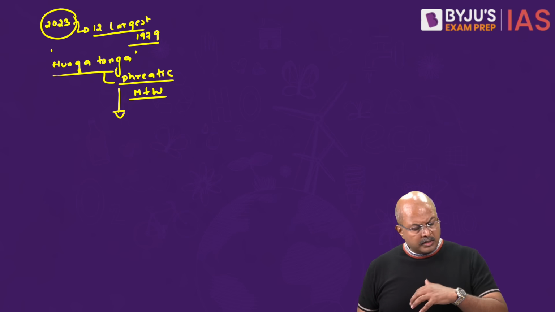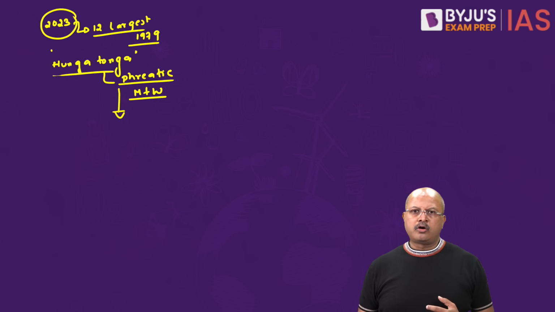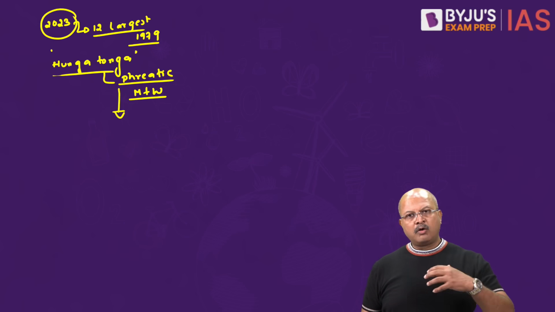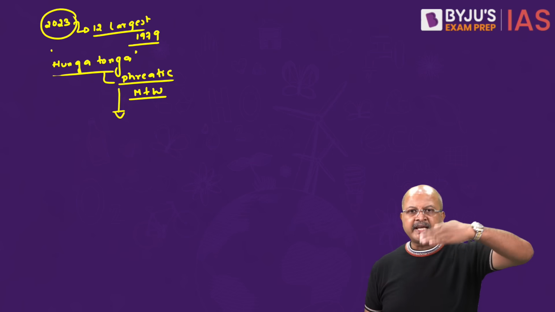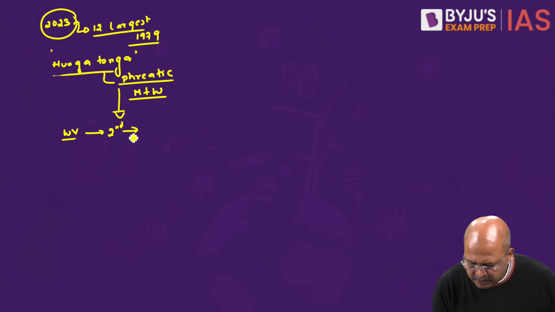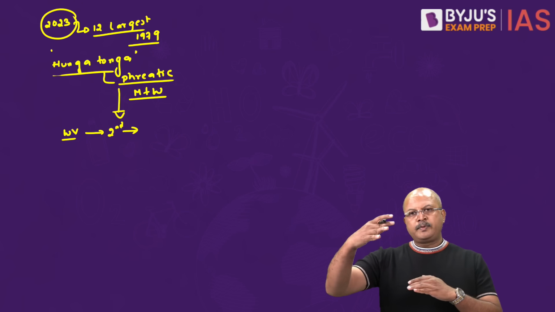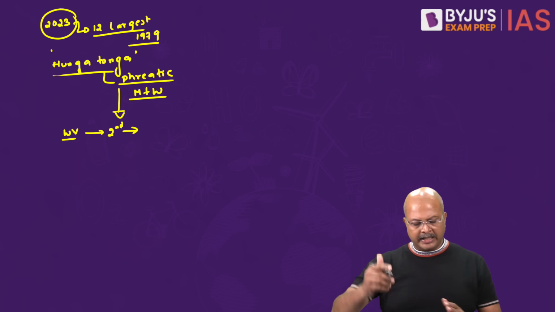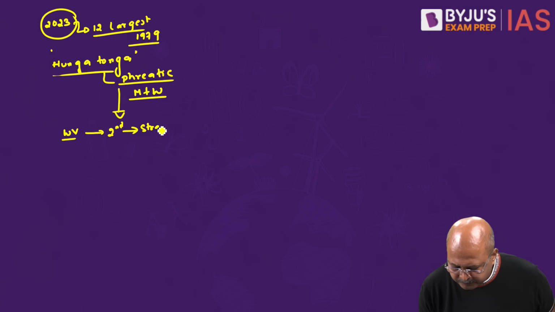Now, the eruption was so strong, so violent, that the water vapor reached the second layer of the Earth's atmosphere. It did not stop at the first layer; it reached the second layer, called the stratosphere. The first layer is the troposphere and the second layer is the stratosphere. So it reached that.